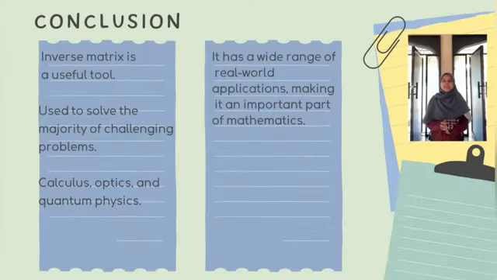The inverse of a matrix is another matrix which, when multiplied with the given matrix, gives the multiplicative identity. The inverse of a matrix is used to find the solution of linear equations through the matrix inversion method. In mathematics, an inverse matrix is a useful tool. The inverse matrix, its properties and examples have all been covered. It can be used to solve the majority of challenging problems. It is used in calculus, optics, and quantum physics to solve linear equations and other mathematical functions. It has a wide range of real-world applications, making it an important part of mathematics.